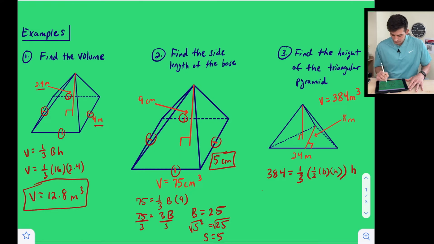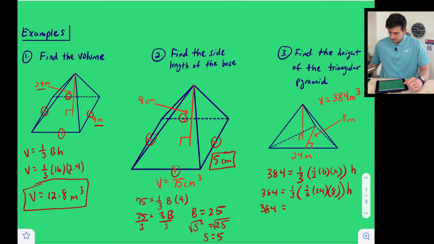Okay, so now we can write this as 384 is equal to 1/3, and then in parentheses we have 1/2. The base of our base, I know that sounds kind of funny, but the base of our pyramid here is a triangle. And the base of the triangle here is 24 meters. And the height of our triangle is 8 meters. So now we can simplify in these parentheses. And so we have 24 times 8. And then we're going to divide that by 2, right? 192 divided by 2. So now we have 96.